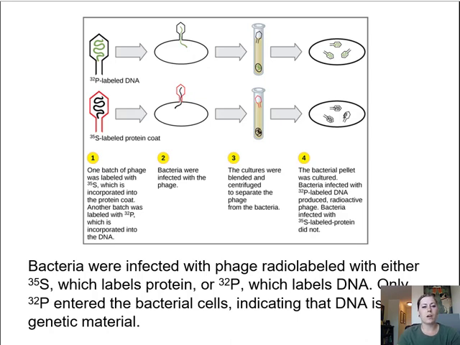And what they found was that the culture with bacteria infected with the radio-labeled phosphorus isotope produced radioactive phage, whereas the bacteria infected with the sulfur-labeled isotope did not. So, of course, that meant that DNA was, again, the type of material that was able to pass the genetic information from this bacteriophage into this cell to be replicated.